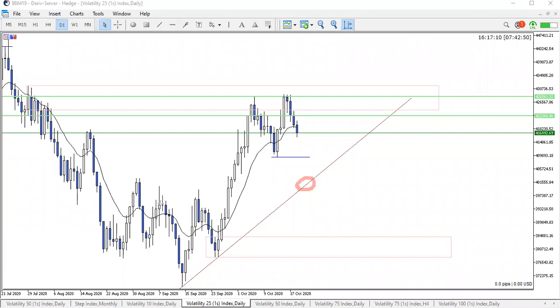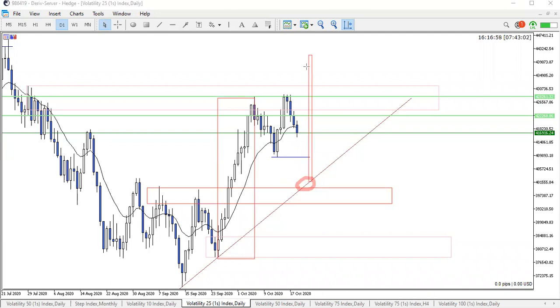Another thing we've got in here is the significant high, or the significant consolidation, that was now broken with an impulse to the upside. So we will expect a retest into here before we see a continuation back to the upside, right?